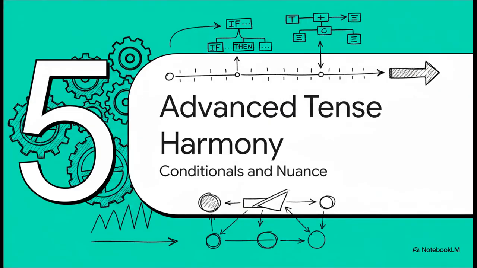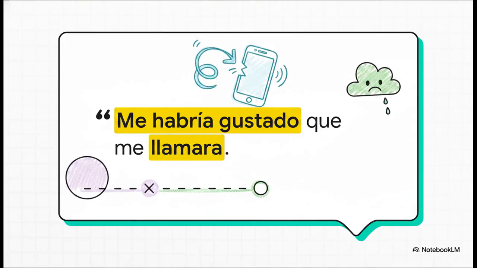Now, let's push this a little further and see how this system handles some even more advanced structures, especially when we start playing with the conditional. A sentence like this, with the conditional perfect, can feel really intimidating. Me habría gustado que me llamara. It's a classic case of an unfulfilled wish. But guess what? It follows the exact same logic.